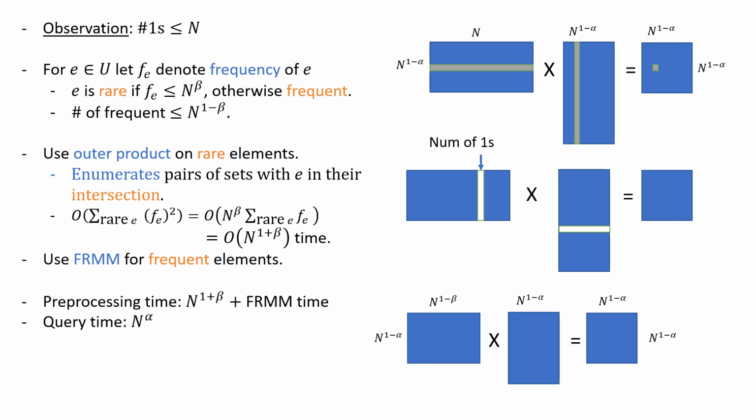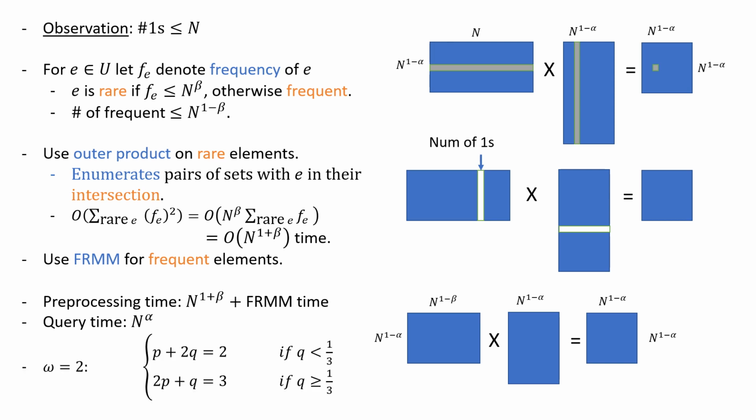Finally, the algorithm merges all of the information from all of the outer products and the information from the frequent elements into one matrix. The total preprocessing time is n to the 1 plus beta for the rare elements, and the time for computing fast rectangular matrix multiplication for the frequent elements. The query time is the same as in the heavy light trade-off algorithm, which is still n to the alpha.